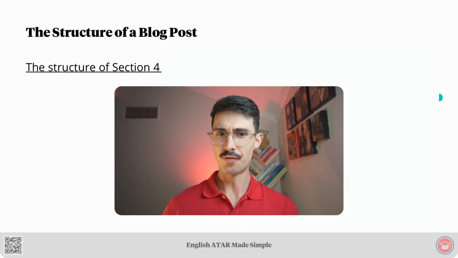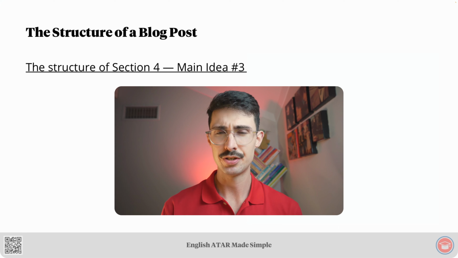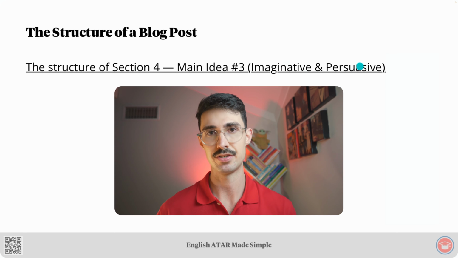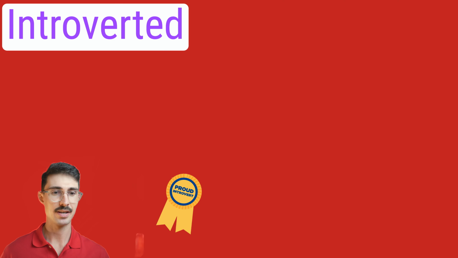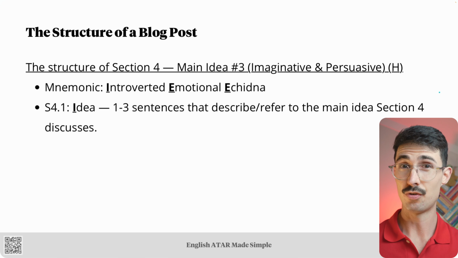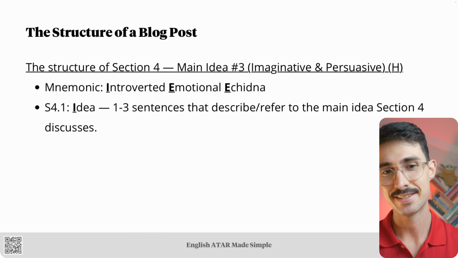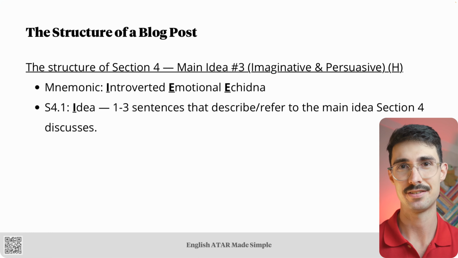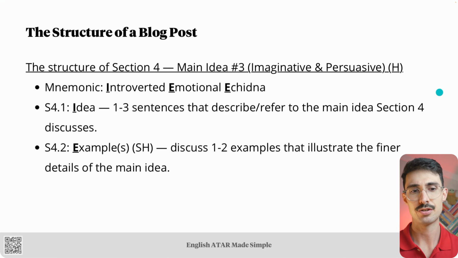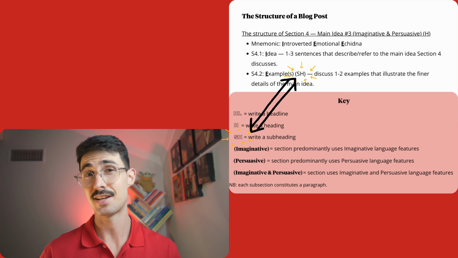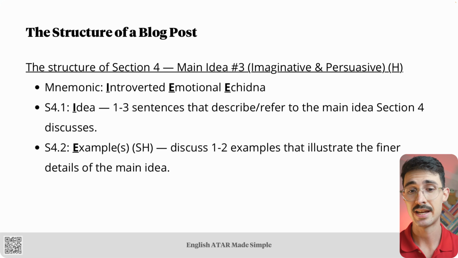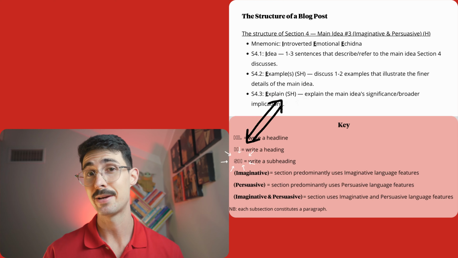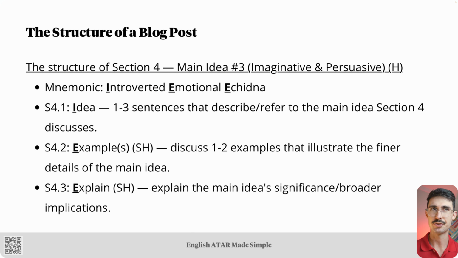Section 4 is main idea number 3, and this uses a blend of imaginative language features and persuasive language features. It also has a heading. The mnemonic: introverted, emotional, echidna. Section 4.1, idea, 1 to 3 sentences that describe or refer to the main idea. Section 4 discusses. Repetition is good. Section 4.2, example, examples. It has a subheading. Here you discuss 1 to 2 examples that illustrate the finer details of the main idea. 4.3, explain, subheading. You explain the main idea's significance or broader implications.